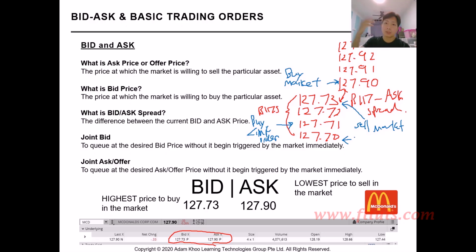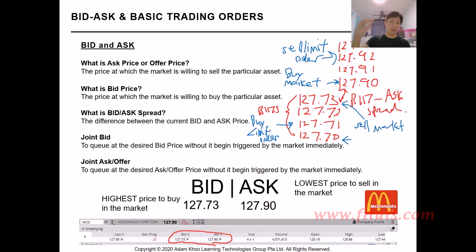Same thing for the sell side. For example, you buy a stock and you want to sell much higher. Let's say you put an order at 127.92. You put a sell limit, we call it the sell limit order. When you put a sell limit order at 127.92, you are telling the platform, in layman language, that you want to sell at 127.92 or higher. So the platform will never fill your sell order at any price lower than 127.92.